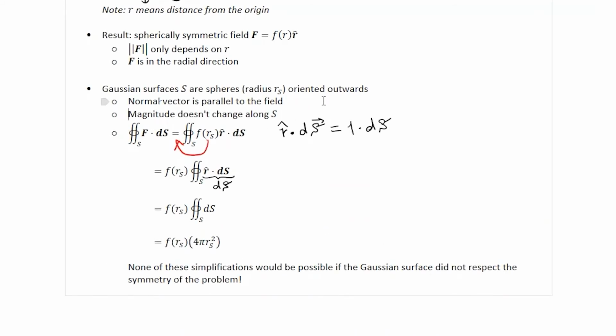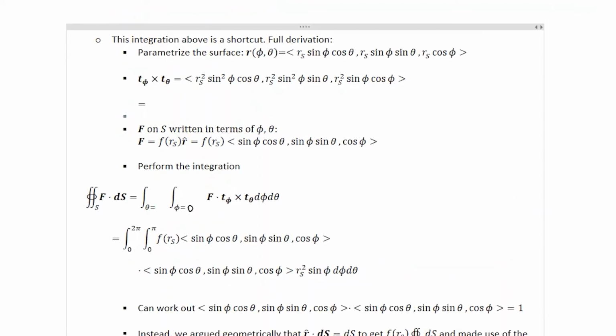Now, this integration here is a shortcut, and it's probably not how you're used to doing this. You're more used to parameterizing the surface and performing the integration this way. So I will show you, in case you're curious, how it would look. You would parameterize the surface in terms of phi and theta, giving you this expression here. Then you would compute T phi and T theta and take a cross product, which gives you this. I'm going to factor out rs squared sine phi. You'll see later why. It's just to see some things more clearly.